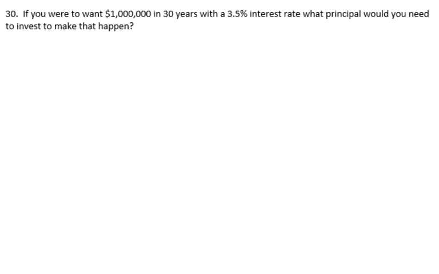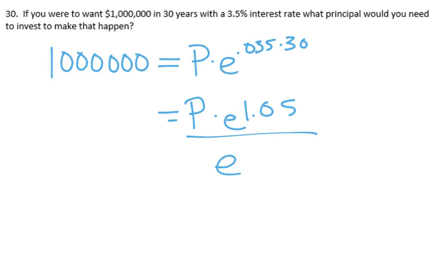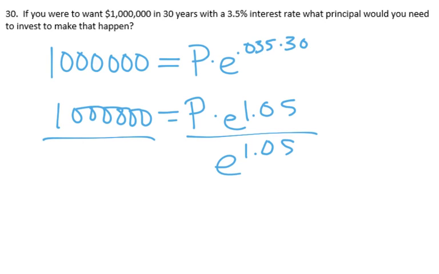Okay, so last one. If you were to want 1 million in 30 years with a 3.5% interest rate, what principal would you need to invest to make that happen? So here's our end result. We want to know the principal times e to the 0.035 times 30. 0.035 times 30 is 1.05. So we divide by e to the 1.05, and that'll get us our principal.